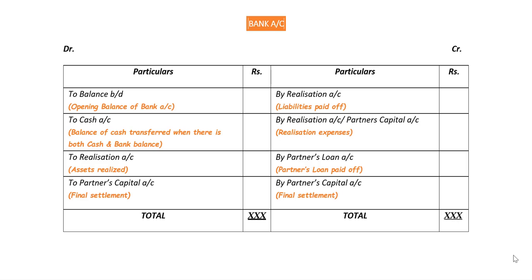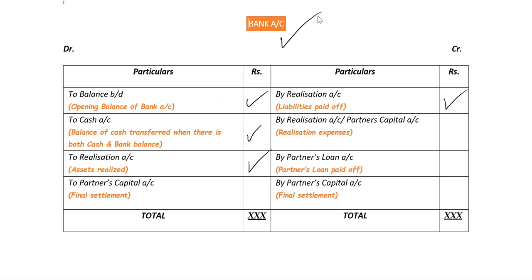Finally, let's learn the format of bank account. The balance of bank will be brought down on the debit side as to balance brought down. In case there's a cash balance appearing in the asset side of the balance sheet along with the cash at bank balance, we will transfer the cash to the bank and write to cash account in the debit side. For assets realized, we will write to realization account. For liabilities paid off, we will write by realization account.